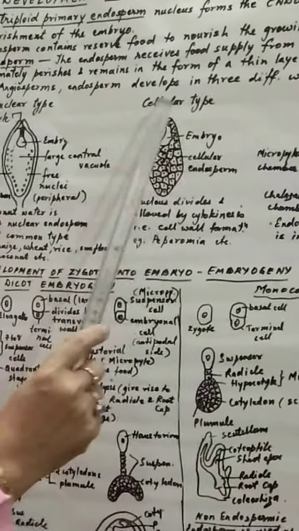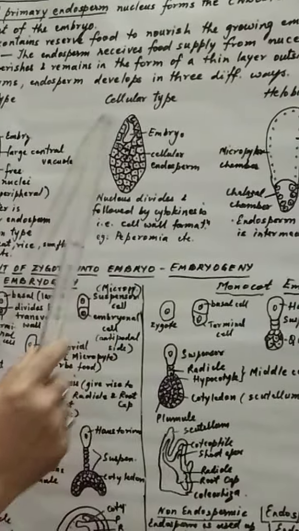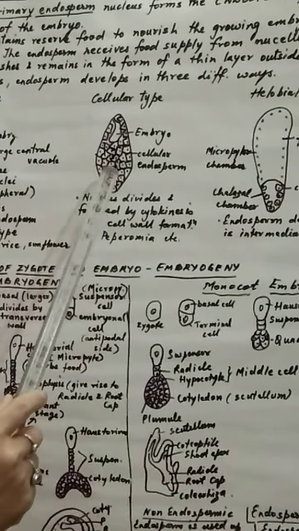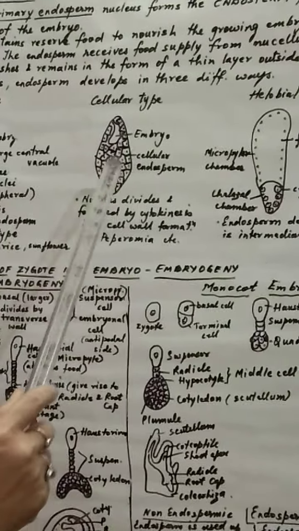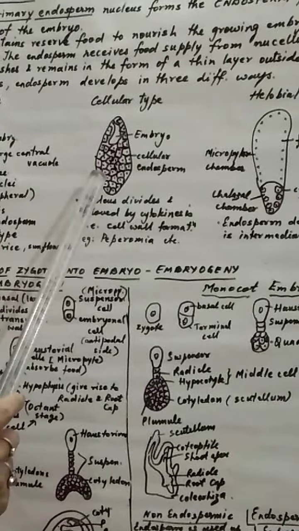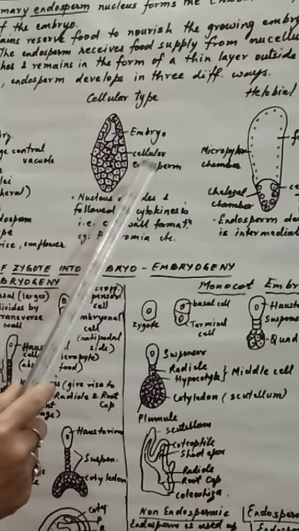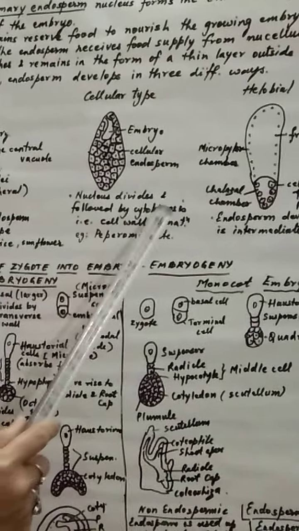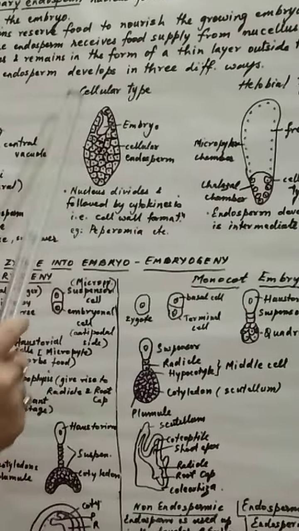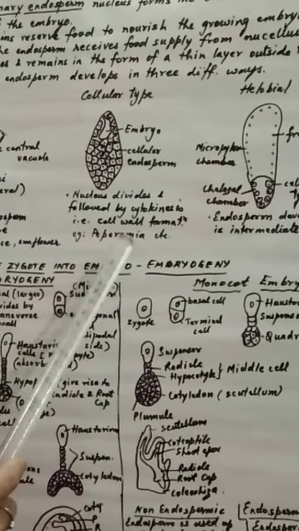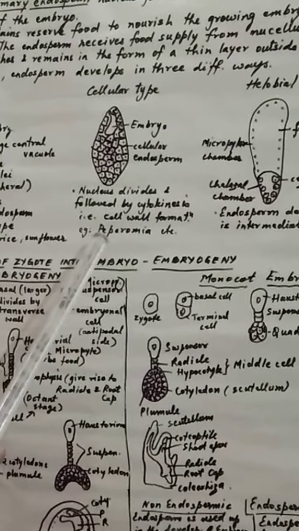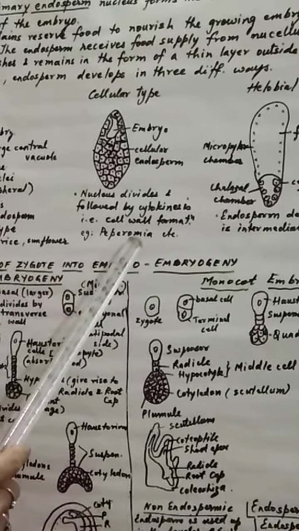The second is cellular type. Here this is the embryo sac, this is the embryo, and the endosperm divides into so many nucleus, and here after every division nucleus develop cell wall, that is, it undergoes cytokinesis, and that is why it is called cellular type, because it represents so many cells here, and this is seen in peperomia plants.